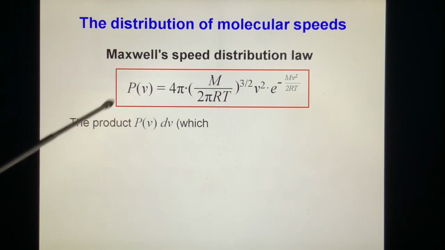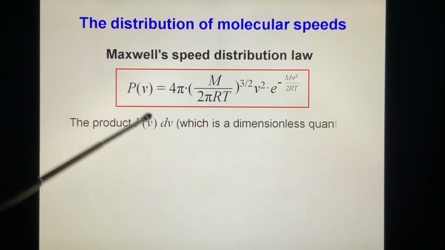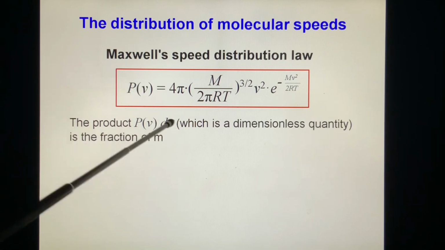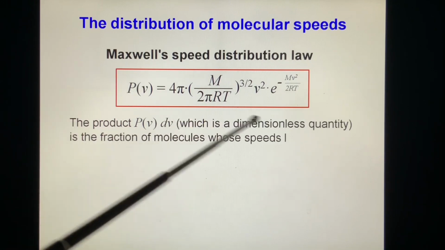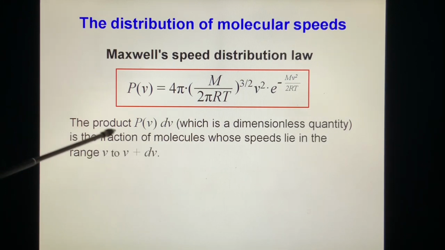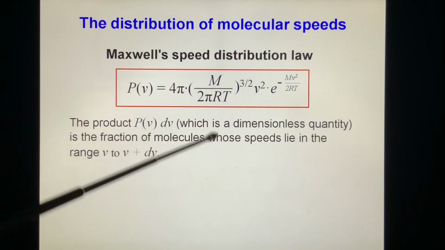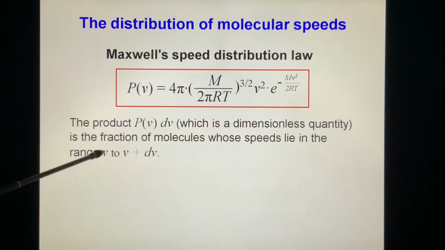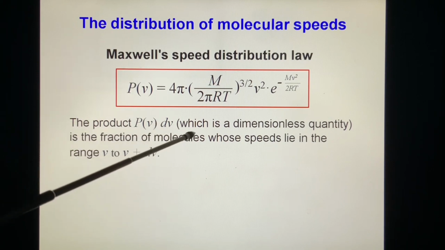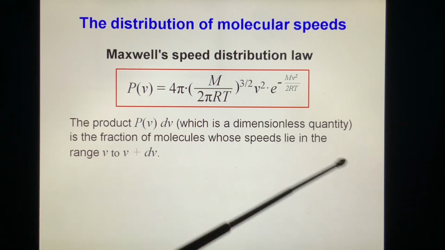This is called the product P(v) times dv. Remember, you have a dv, which is a dimensionless quantity, is the fraction of molecules whose speed lies in the range v to v plus dv. Its fixed meaning: P(v) dv is the fraction of molecules whose speed lies in the range v to v plus dv.